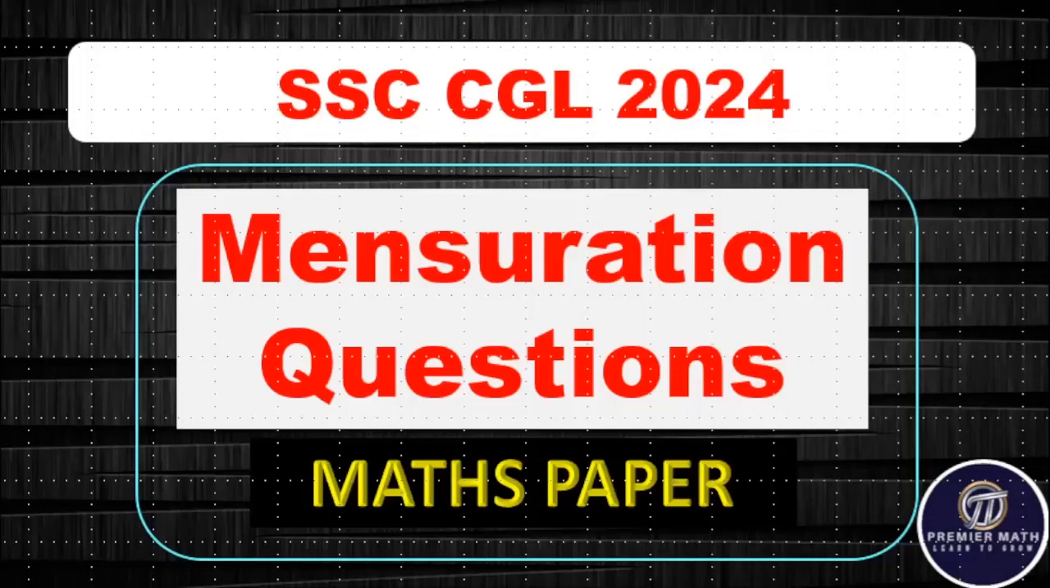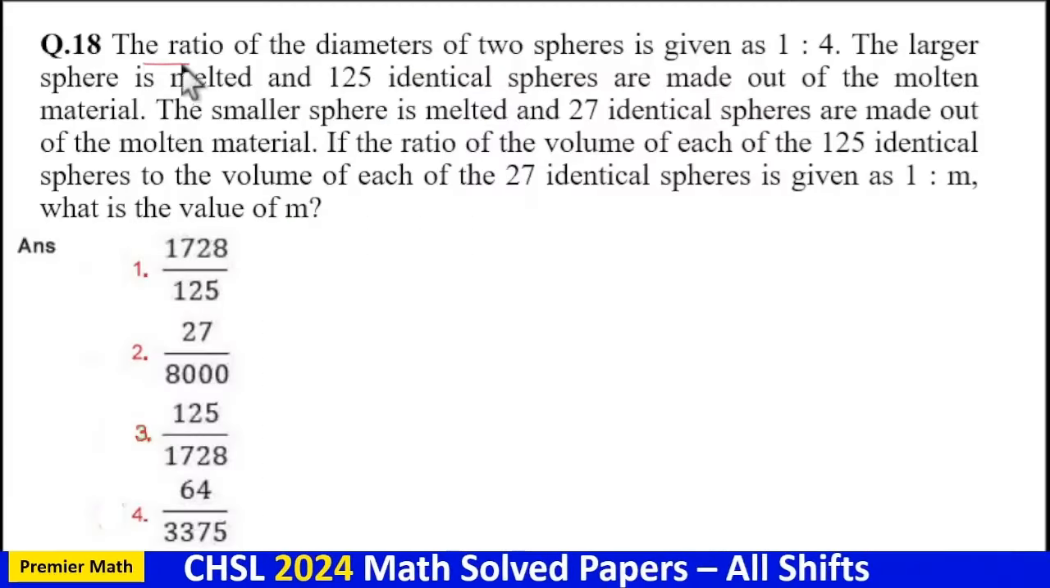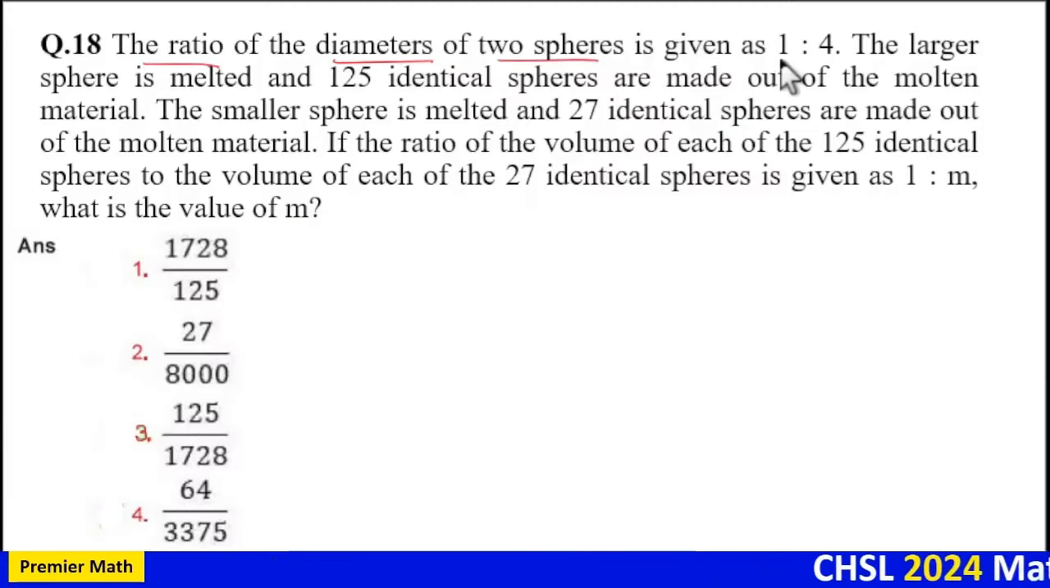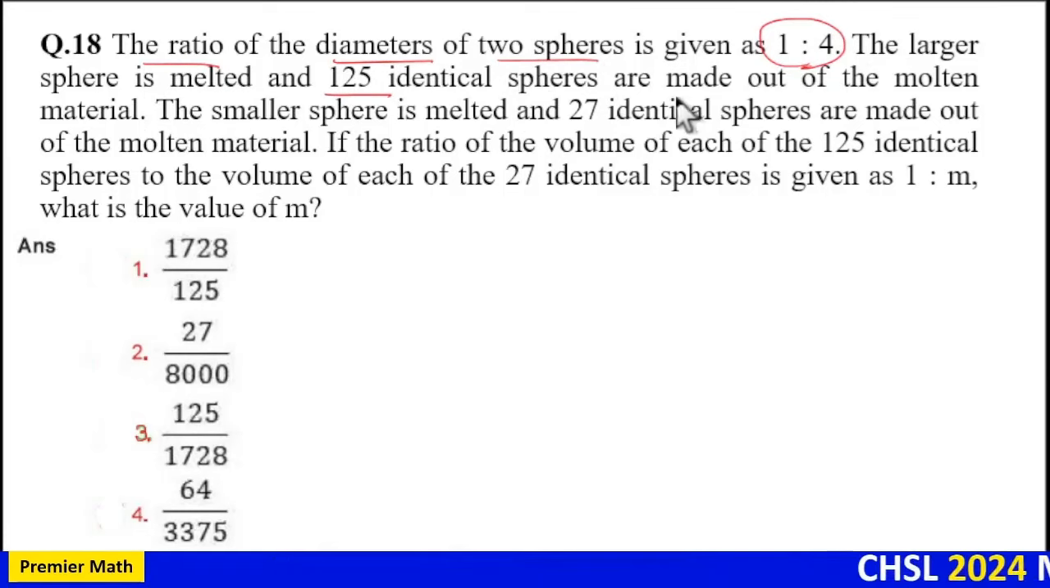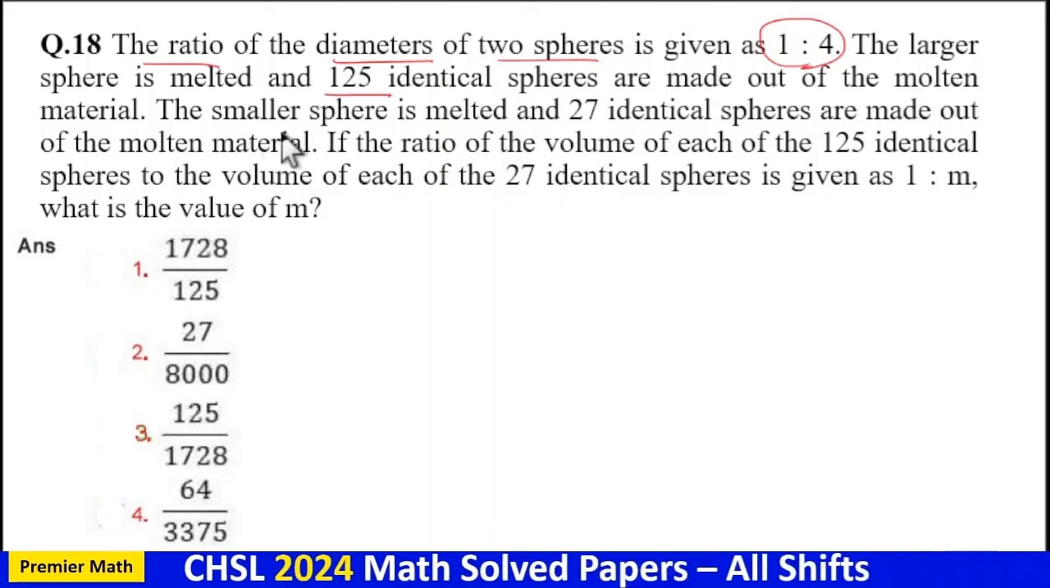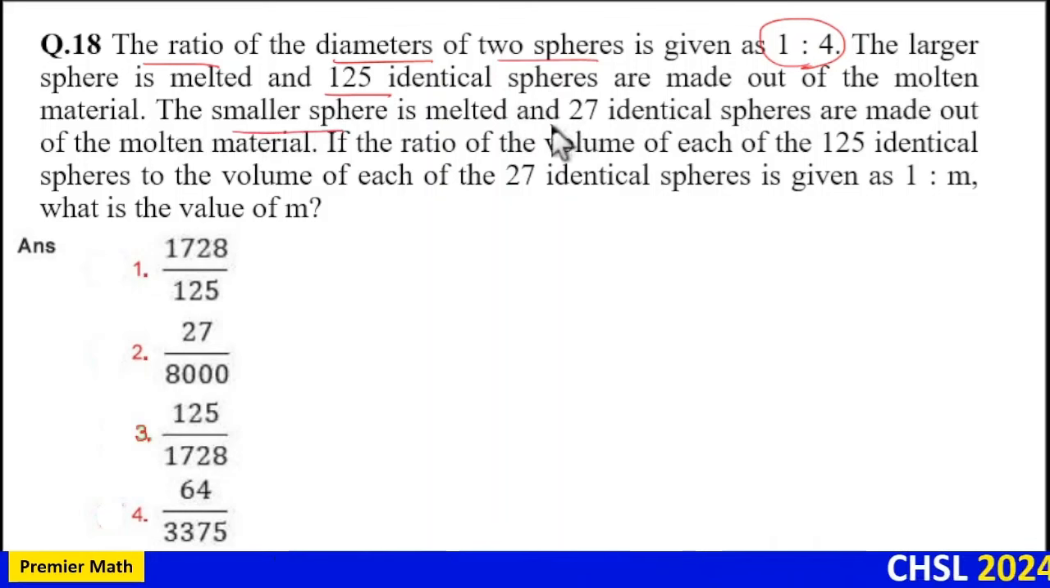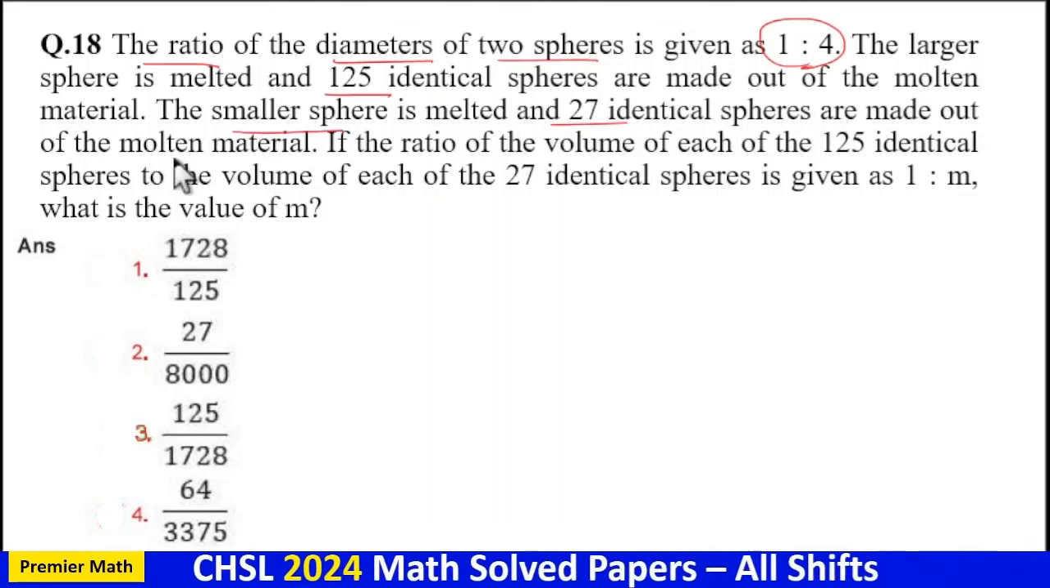These are a compilation of mensuration questions I have already updated in this channel. The ratio of diameters of two spheres is given as 1:4. The largest sphere is melted and 125 identical spheres are made out of the molten material. The smallest sphere is melted and 27 identical spheres are made out of the molten material.